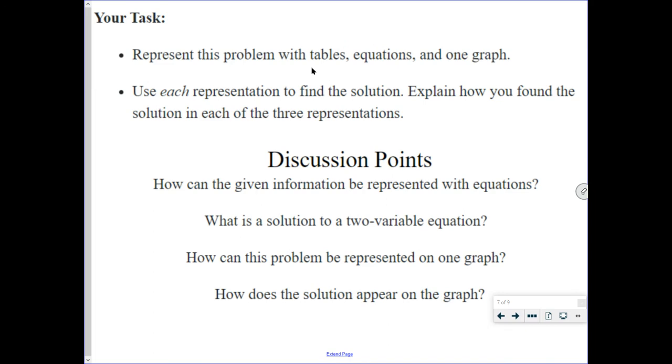This is due by, do I want you to upload a video today? Yeah, I really want you to upload a video by midnight tonight, please. Actually, I'll give you till tomorrow, Tuesday at midnight, to get this picture uploaded of your work for problem 4.4. On Wednesday, we will finish up discussing this problem.